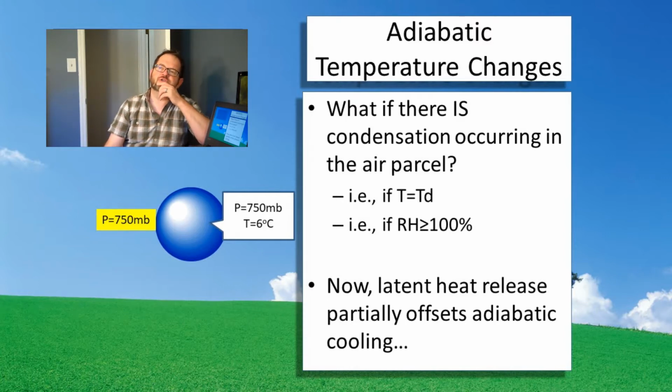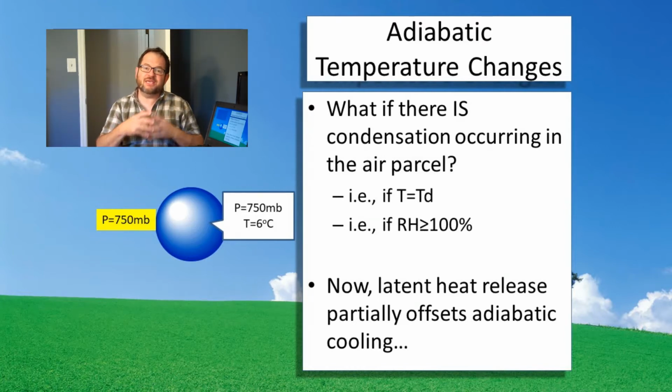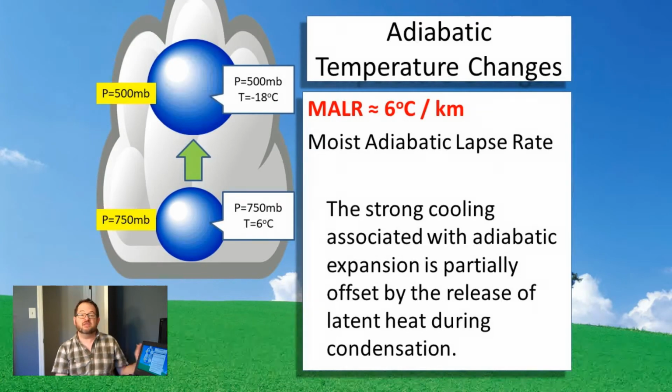So in our air parcel, if the air parcel is saturated, if its relative humidity is 100% or more, if its temperature is equal to its dew point, all that good stuff, yes, as we lift the air, it is expanding and therefore cooling by adiabatic temperature changes. But that's partially offset by the fact that we get all that condensation. And that condensation is giving off a lot of heat. In fact, what was it? 600 calories per gram of water that you condense out. And as a consequence, you end up with the so-called moist adiabatic lapse rate, or MALR.